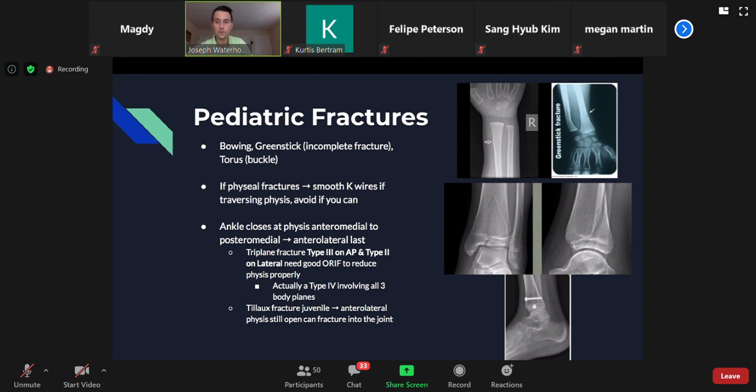So just remember that this is one that could easily come up. It's come up before. Just be able to recognize what a triplane fracture is, how it's commonly treated, and then again, just make sure that you have the views you need to make that determination.